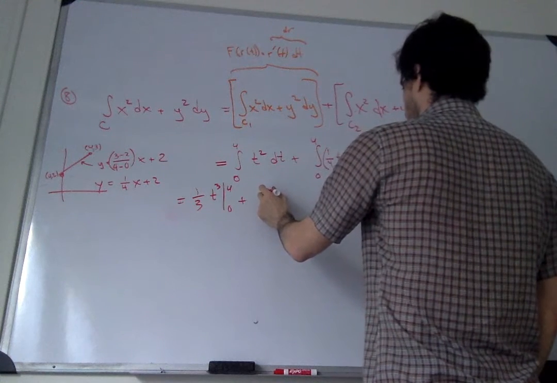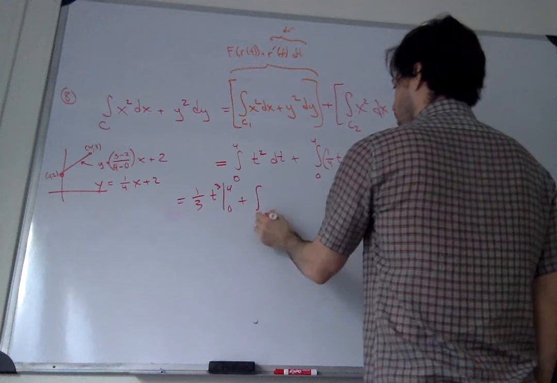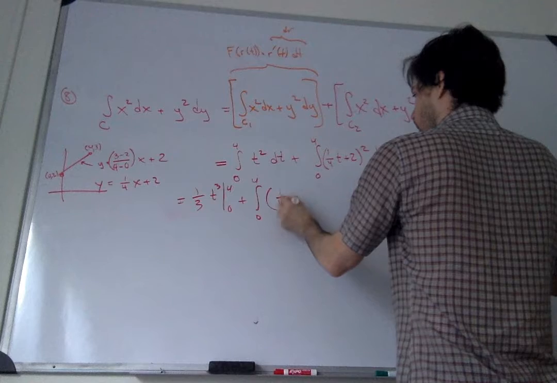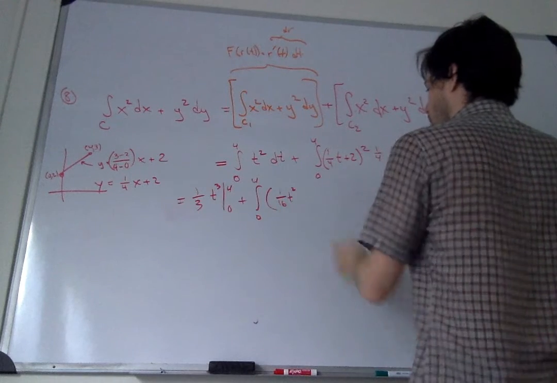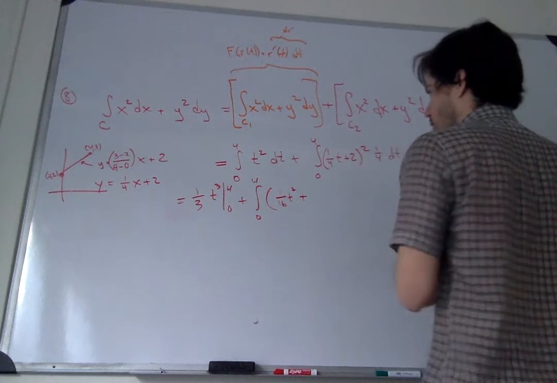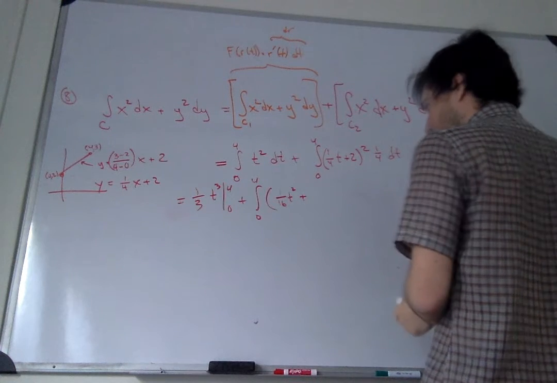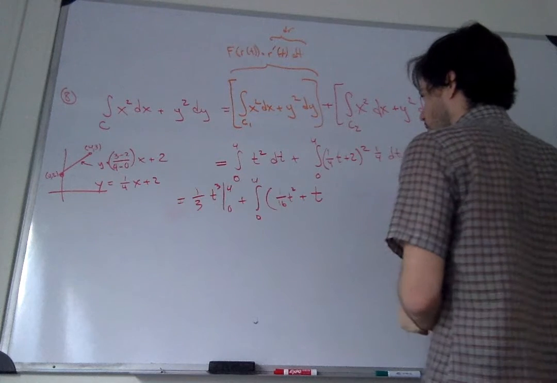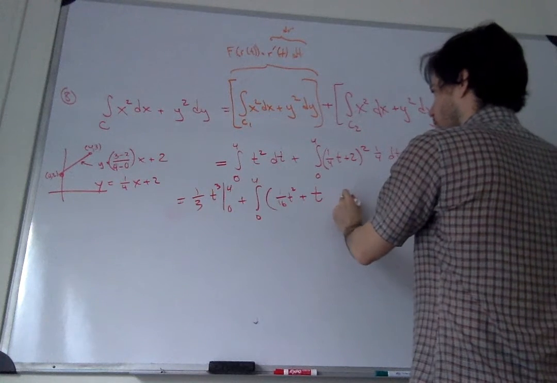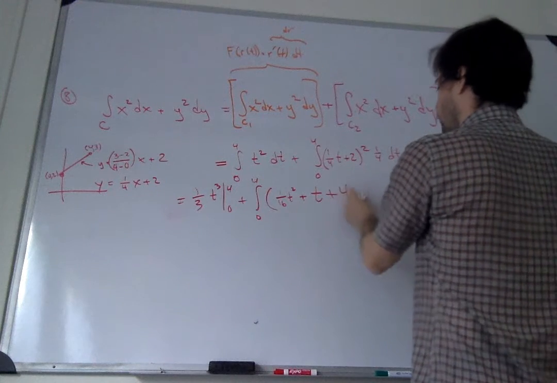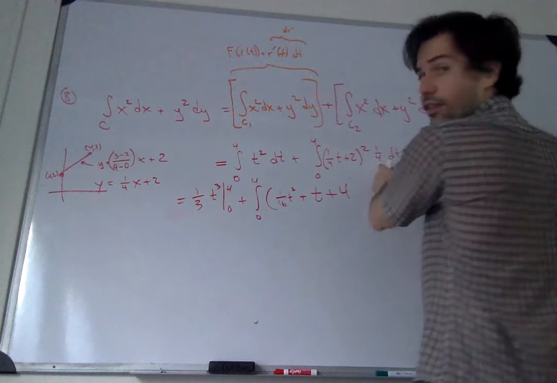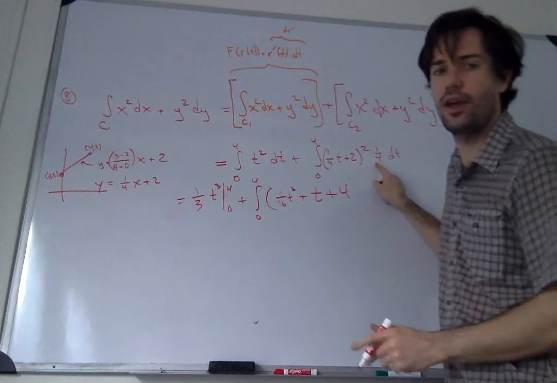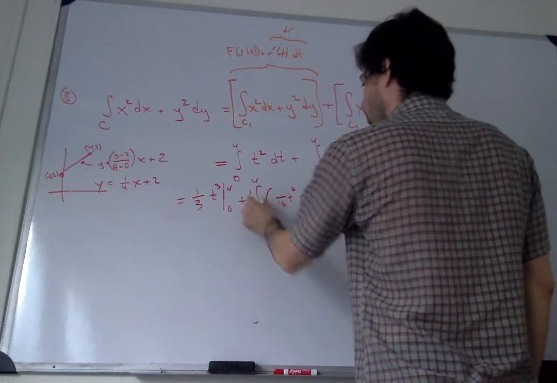what is this? 0 to 2, 1/16 squared. 2 times 4 is 1/2. Do it twice. So you get t. Yes? Okay, yes. Plus 4. And then I'm going to factor out that 1/4. I'm going to factor it out. Pull it out.